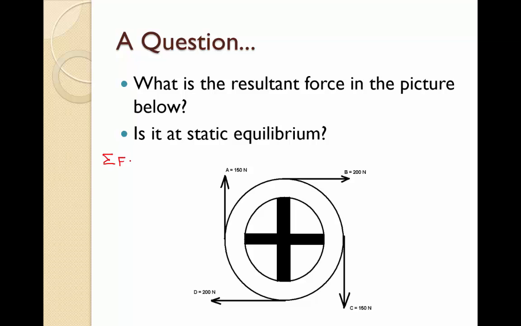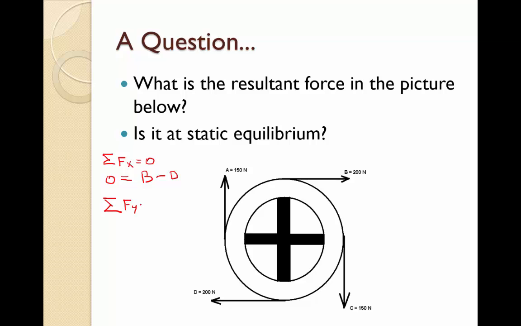Sum of the forces in the x direction equals 0. So 0 equals our two forces. We have B going in the positive x direction. We have D going in the negative direction. Since B minus D is 0, we will find that the resultant force in the x direction is 0.